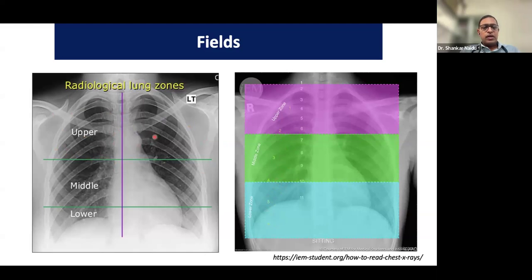So whenever we describe findings on an X-ray, we always give them with reference to the zones: right upper zone or left upper zone, right middle zone or left lower zone. So that is how we are going to describe, and we should not be using terms like right upper lobe based on the X-ray.